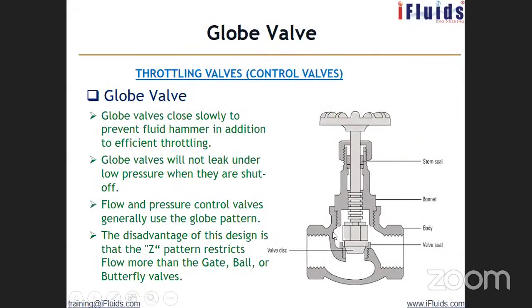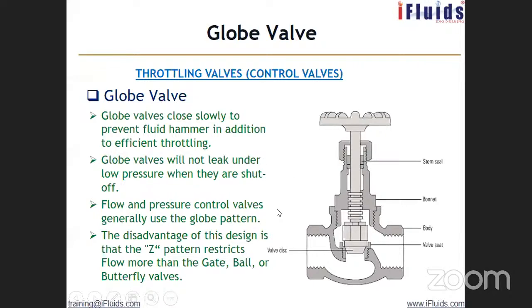So this is the globe valve. The path is like this. You can see the fluid has to flow in a zigzag manner. There is a lot of direction change for the liquid when it flows through the globe valve. And again, the usual components of the valve: hand wheel, the gland nut, this is the bonnet, and the body of the valve itself, this is the valve seat. Okay. Globe valve closes slowly to prevent fluid hammer in addition to efficient throttling. And globe valves will not leak under low pressure when they are shut off. So this is a leak-proof valve.